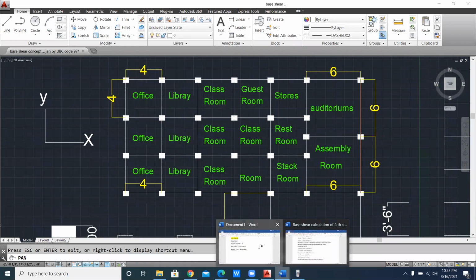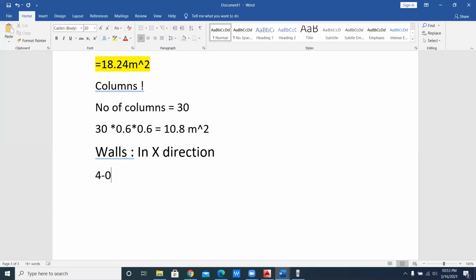Now I have written some factors: 4 minus 0.3 minus 0.3. The other one is horizontal: 6 minus 0.3 minus 0.3. The third one is that first of all you have to calculate the weight, that is 3.4 here. Another thing is your length.